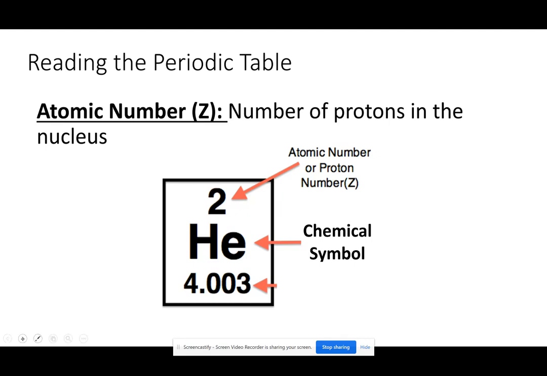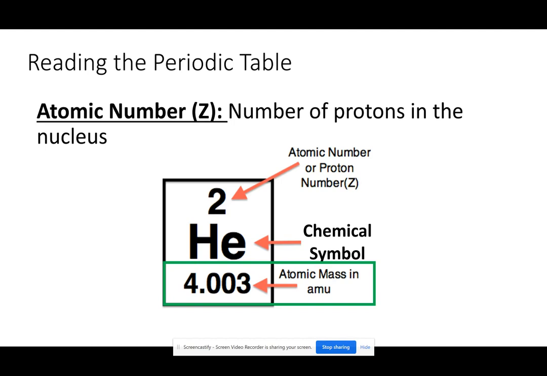Then lastly, the number at the bottom is going to be the atomic mass. AMU is atomic mass units. That's the unit that we typically use. The number at the bottom is the atomic mass. Now, one of the things that you're going to notice about the atomic mass is it is a pretty messy number. It's got lots of decimal places. It's not a nice, clean, crystal number.